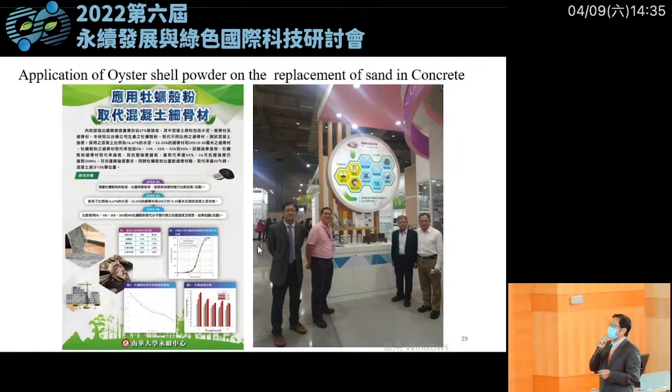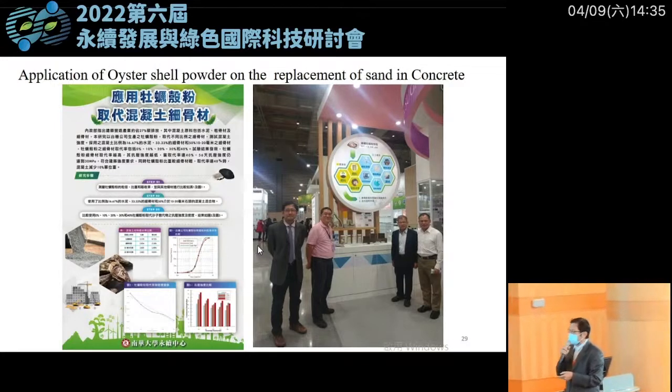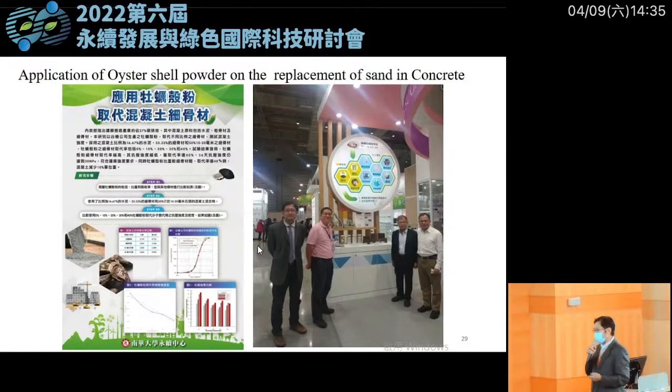This production uses oyster powder to replace the sand in concrete. In fact, we have just set this up to apply for a patent, so I cannot publish this paper. After the patent is accepted, we will publish it. I think it's very useful. We replace almost 40% of the sand, but the strength is still enough. The strength is useful for a building wall. So this is a picture. We took the picture in Taipei.